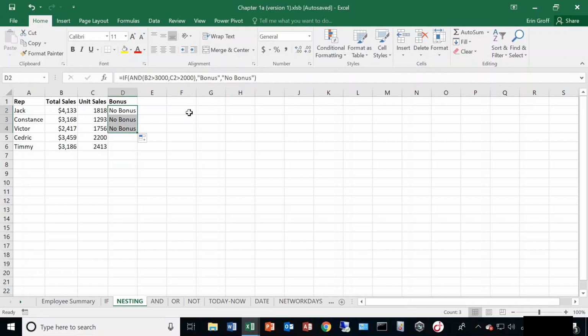So that becomes the first argument in our if function. So we have an answer of true. So the argument value of true in our if function is going to be bonus. So Cedric will receive a bonus.